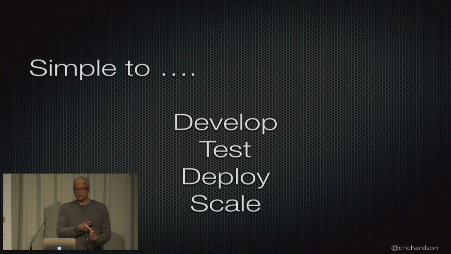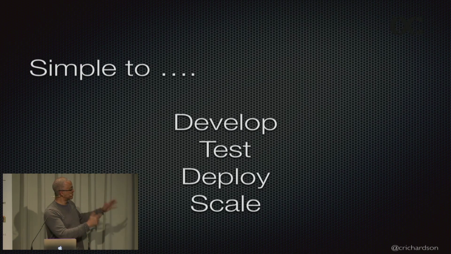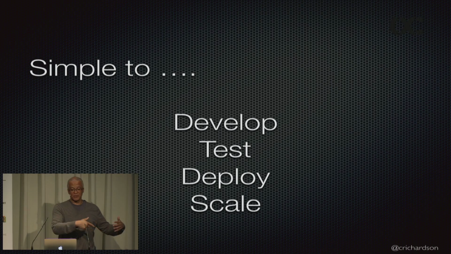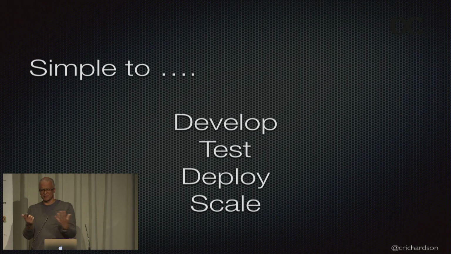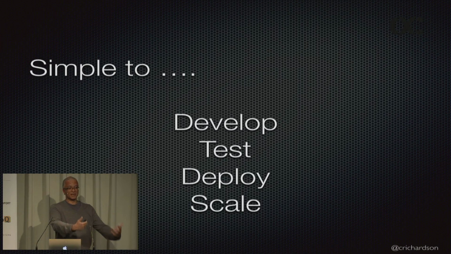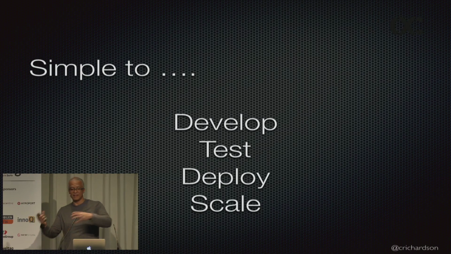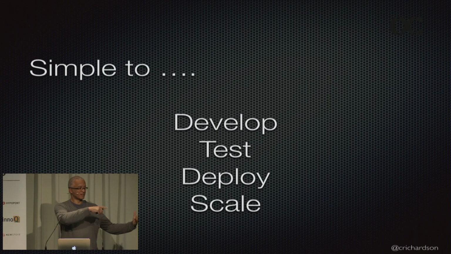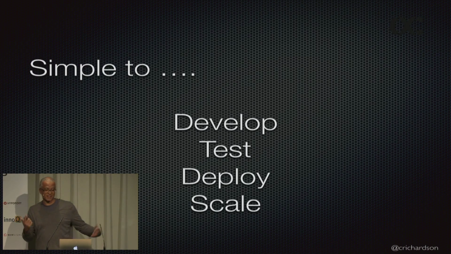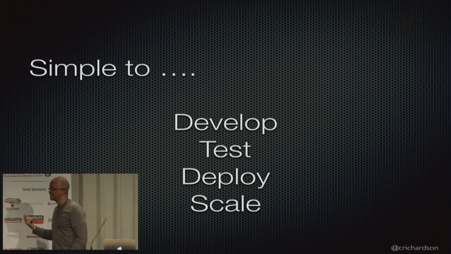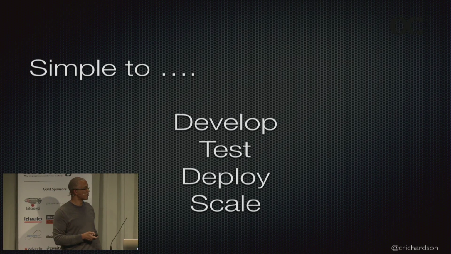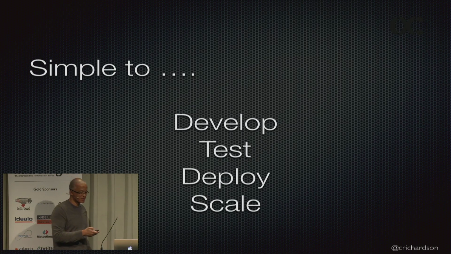But the reasons for adopting this architecture: it's simple to develop and test and deploy. All of our tooling is oriented around building the application, right? Deployment is a matter of copying the application onto a server that's got Tomcat on it and restarting Tomcat. Scaling's easy because you can just run multiple copies behind a load balancer and you're good to go.